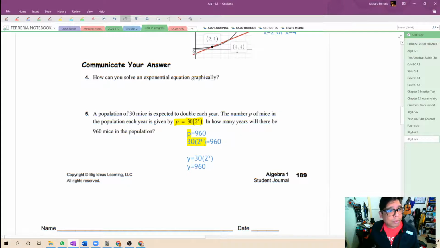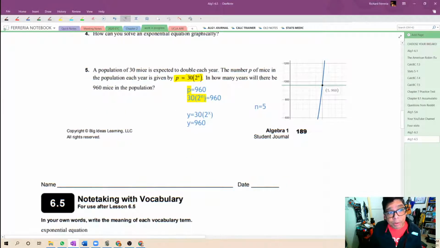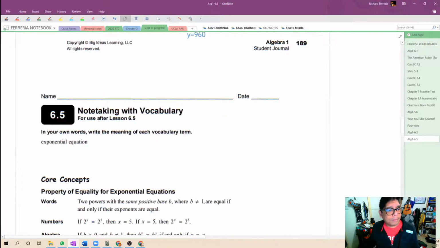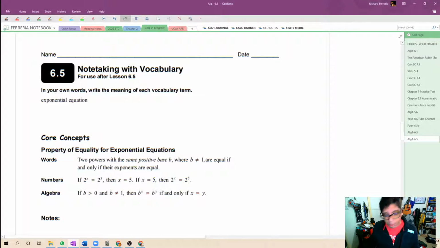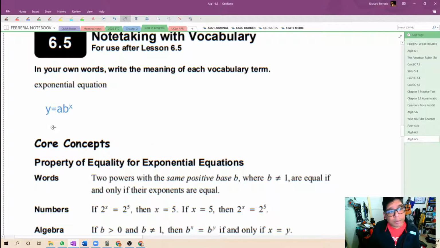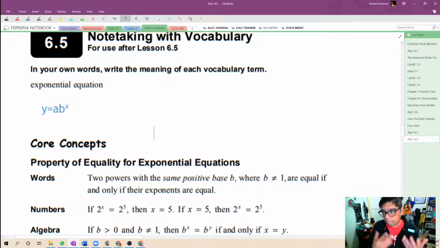Take this back over to my student journal. My answer, n equals 5. Now, exponential equation, we already talked about what that looks like. An exponential equation is of the form y is equal to a multiplied by b to the x power. And that's my exponential equation.